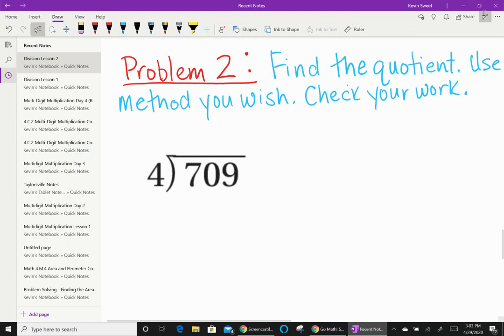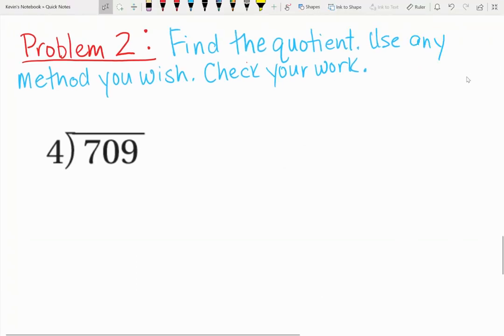And welcome back. Problem number 2. Find a quotient. Use any method you wish. Check your work. 709 divided by 4. Go ahead and answer your question on its learning. There'll be some multiple choice answers. Go ahead and pause the video now.